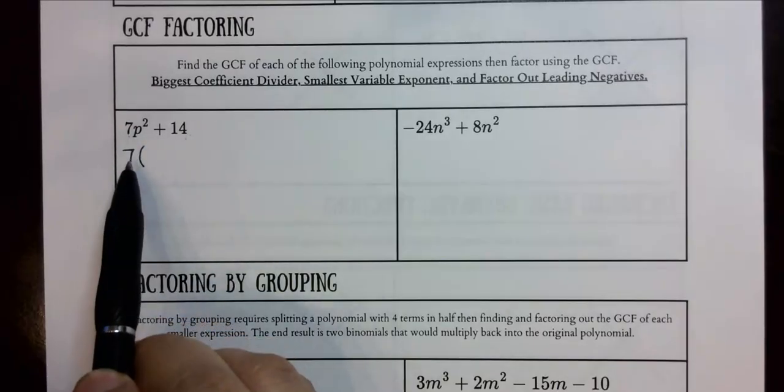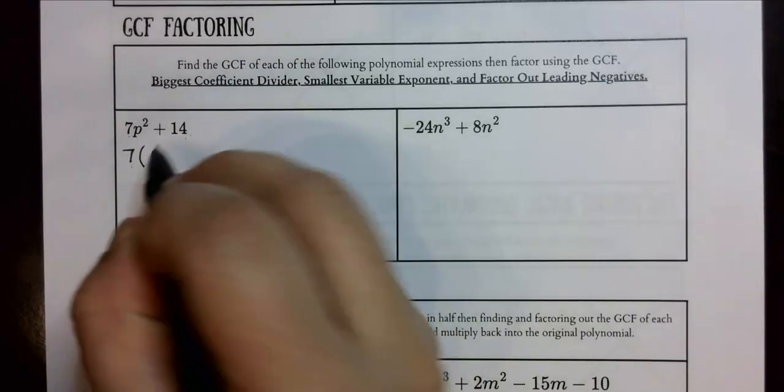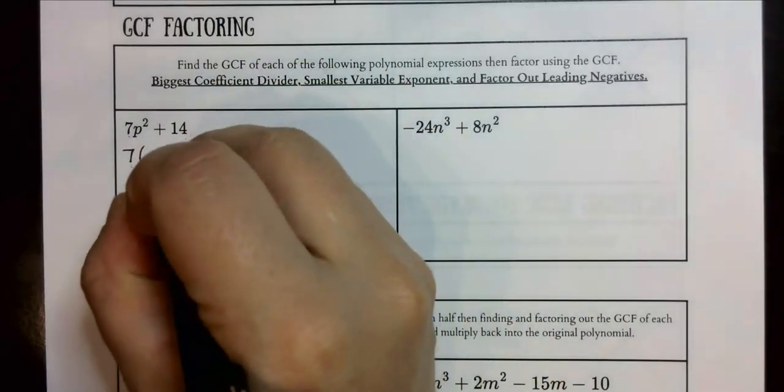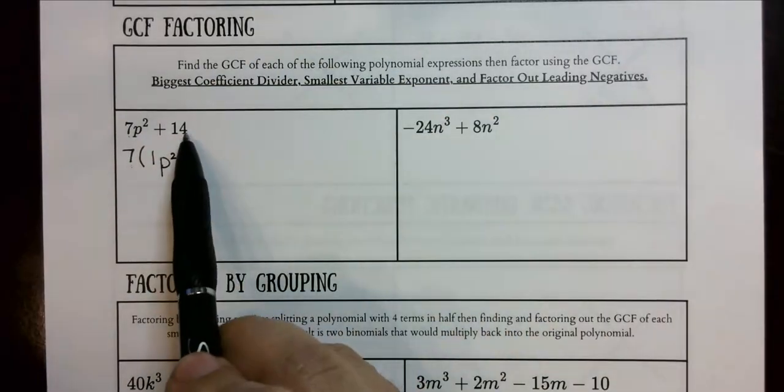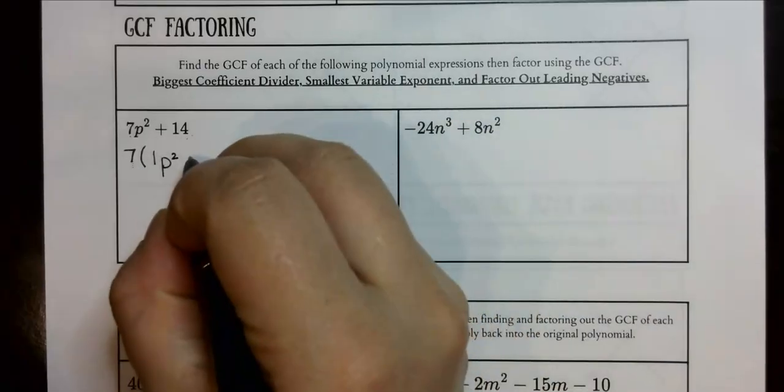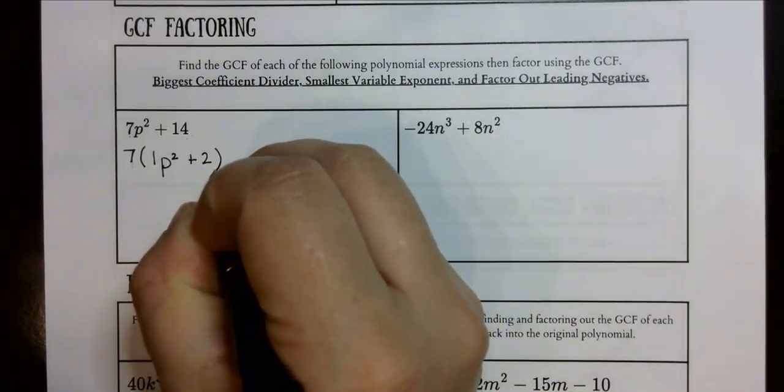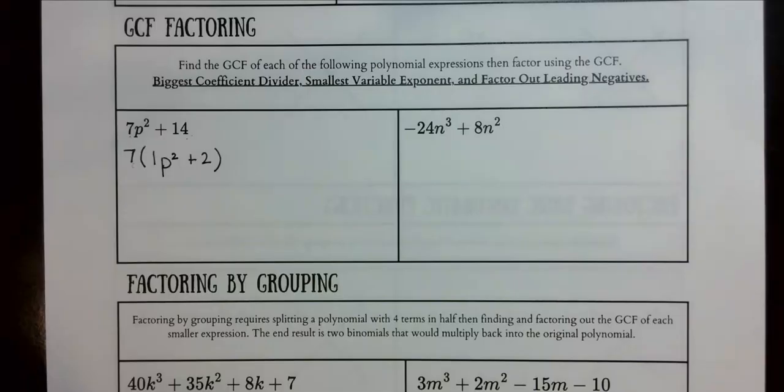So 7 divided by 7 is 1. And bring down the p squared. 14 divided by 7 is 2. And there you go. We are done with the first one.